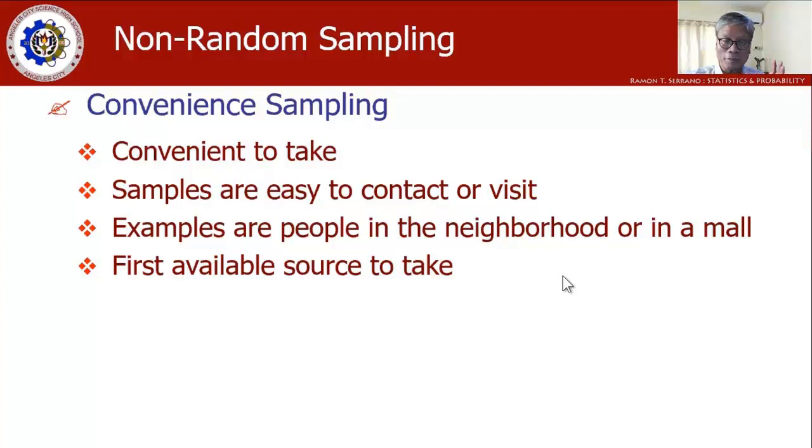It is convenient to take. Samples are easy to contact or visit. Examples are people in the neighborhood or in the mall, like your friends around your house, your playmates. You can ask them, you can select them. Or in the mall, you can stand in one corner, and every time you see somebody arriving, you can ask. Very convenient. And it is the first available source to take, of course, because anybody who comes around is taken.